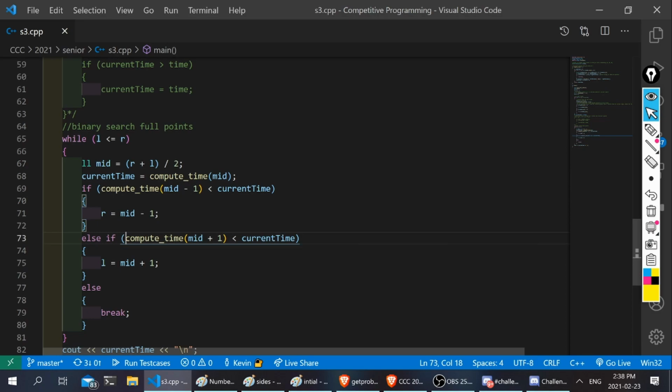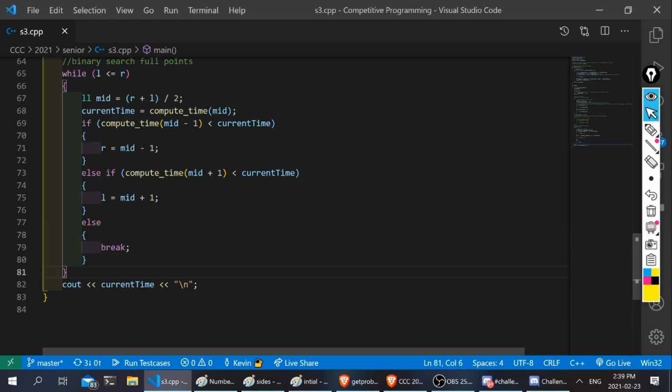And then else if, right here, compute time, mid plus 1 is smaller than current time, then we're going to move to the right. And then if that's not the case, if none of these are smaller, then we're just going to break this loop. And then we just output our current time. All right, I think that's my solution.